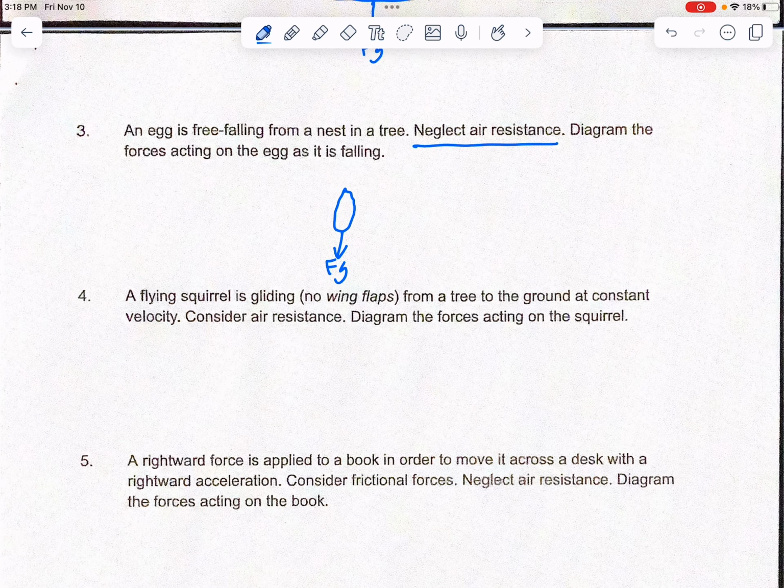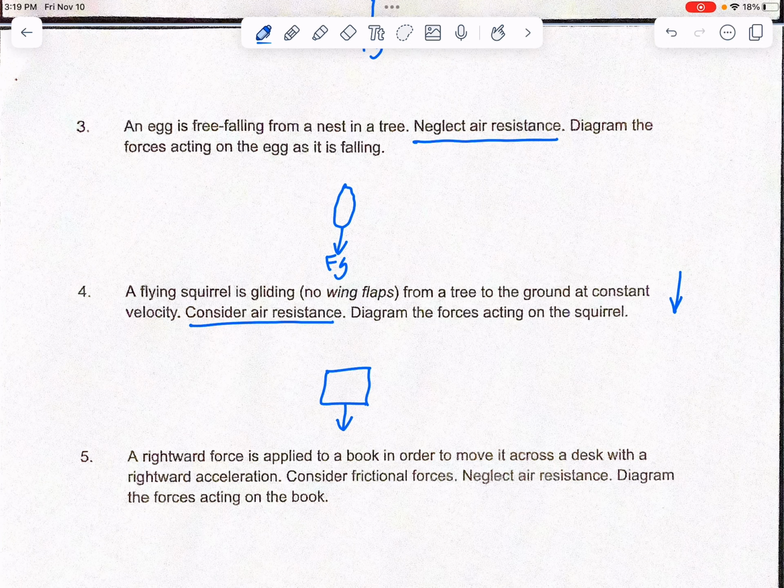Now, a flying squirrel is gliding, no wing flaps, from a tree to the ground at a constant velocity. That means this squirrel is just going down. It's not actually going left to right or anything like that, it's just going down. So consider air resistance now. We're going to draw this squirrel, we'll just draw a box here, and diagram the forces acting on it. So there's no applied force, no frictional force, so we're not trying to push it left or right.